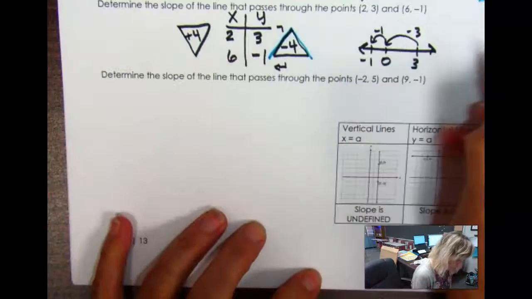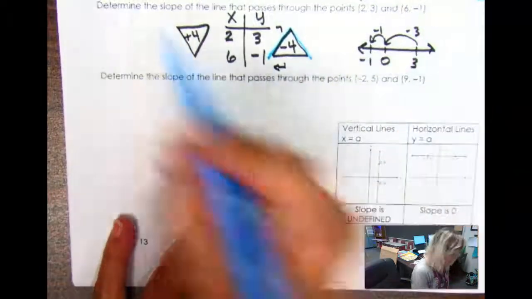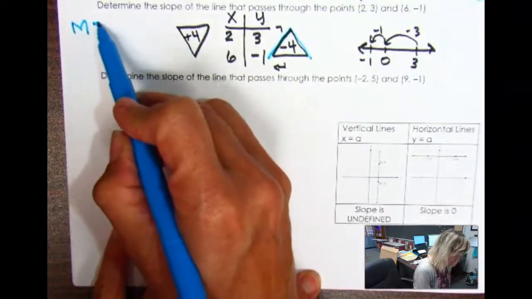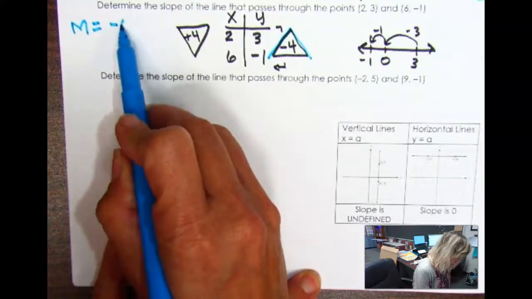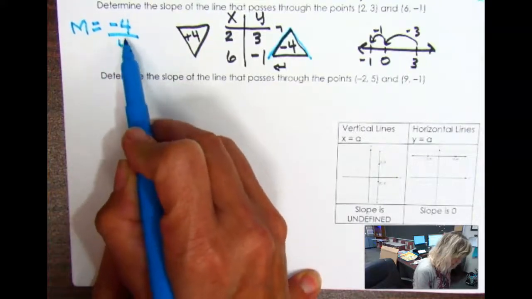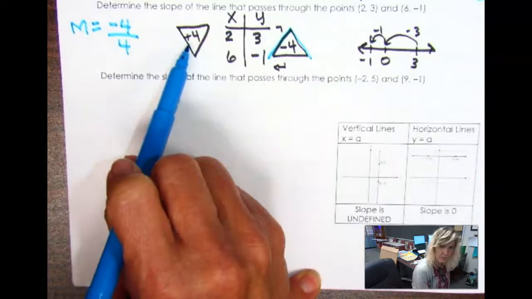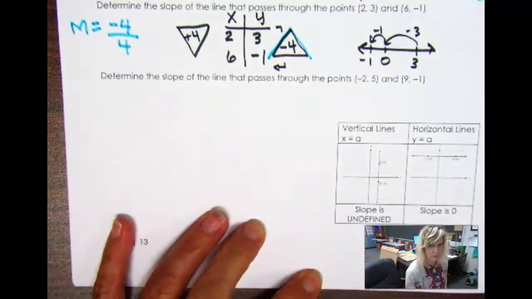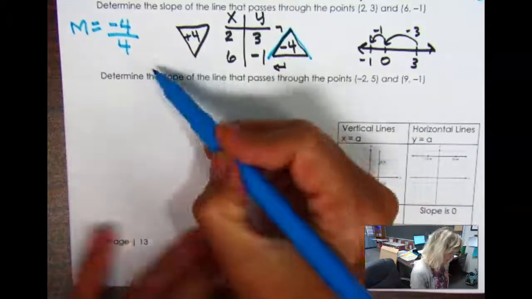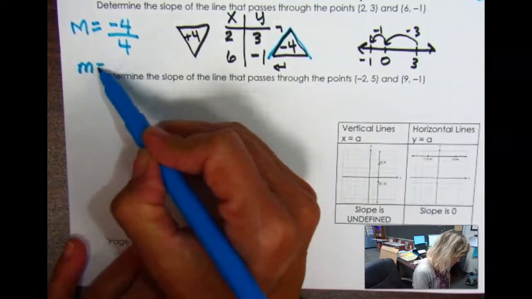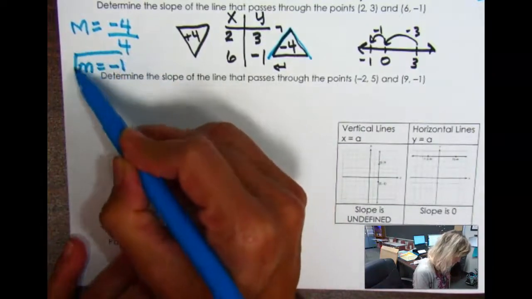All right, so to find slope, I'll put it over here because I kind of ran out of room. Slope equals -4 over +4, which came from that. And -4 over +4 is just -1. So slope equals -1.